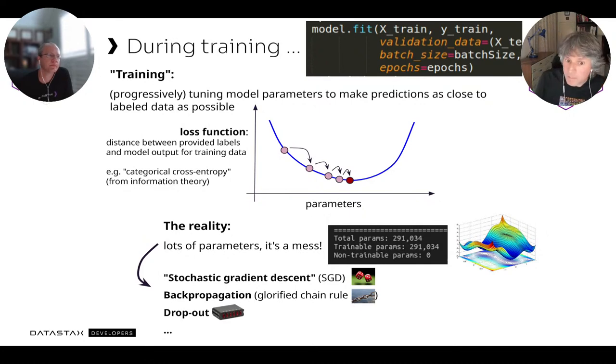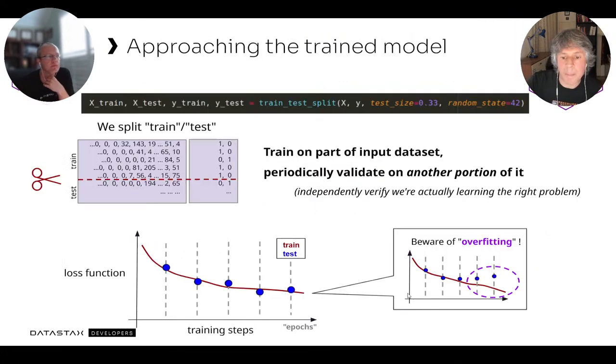That generally works. Sometimes you get trapped in a lake high in the mountains. So that works, but you need some randomness to make you jump over ridges sometimes. But more or less, this approach called stochastic gradient descent, coupled with a bit of further mathematical optimizations, is what makes training possible. So there is an important caveat about training. I mentioned that we split training set and test set, and you see that.